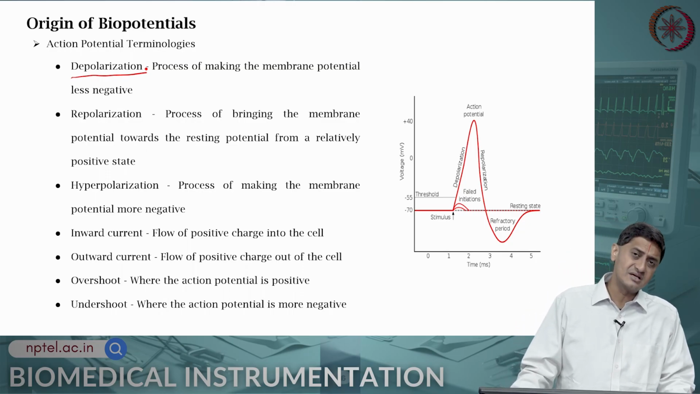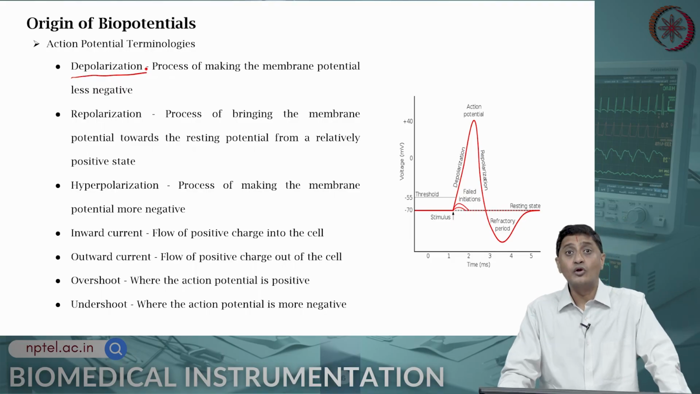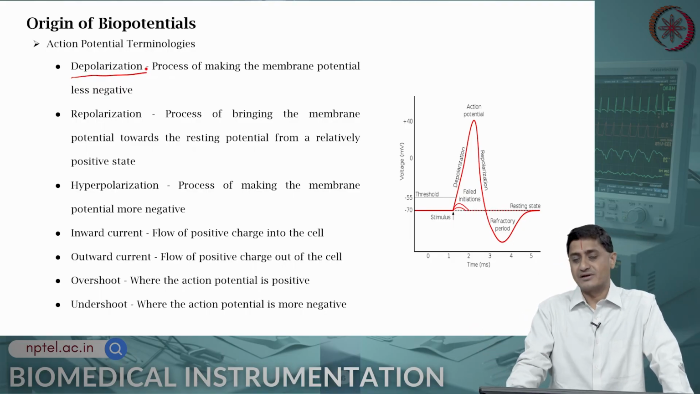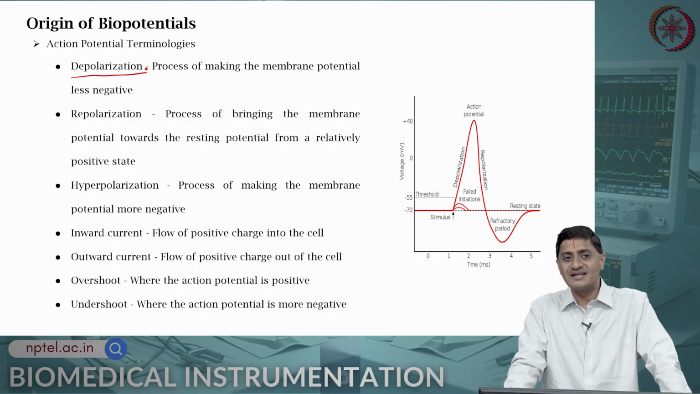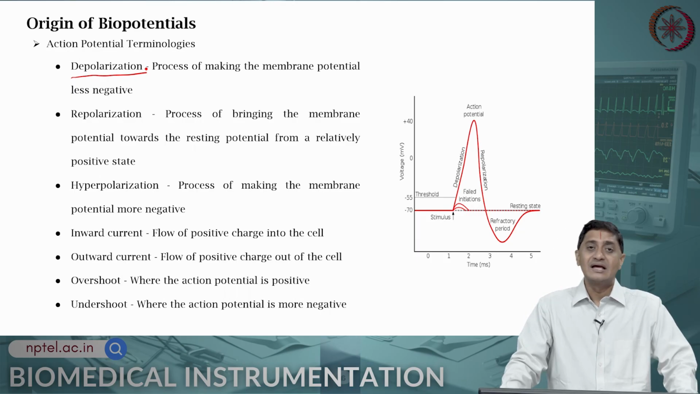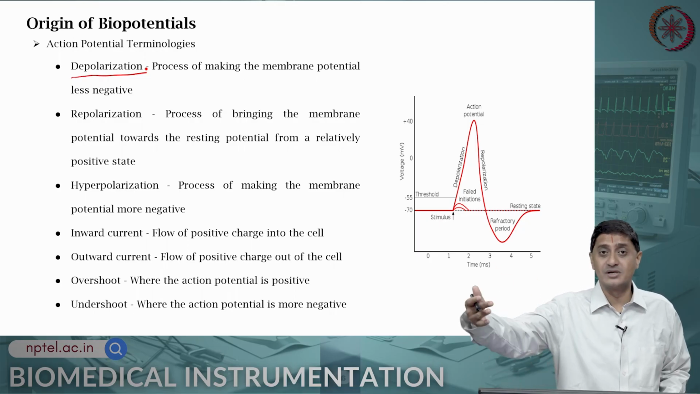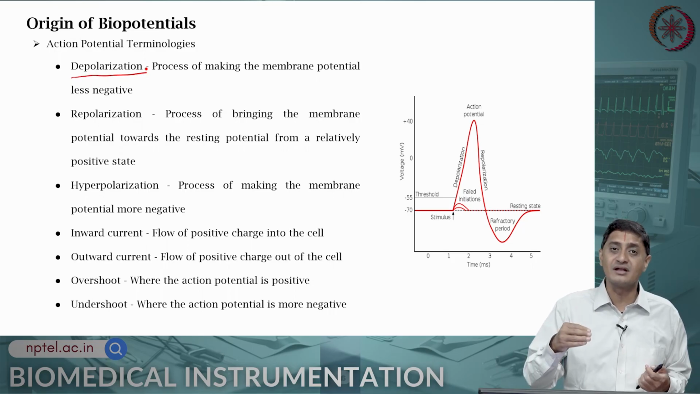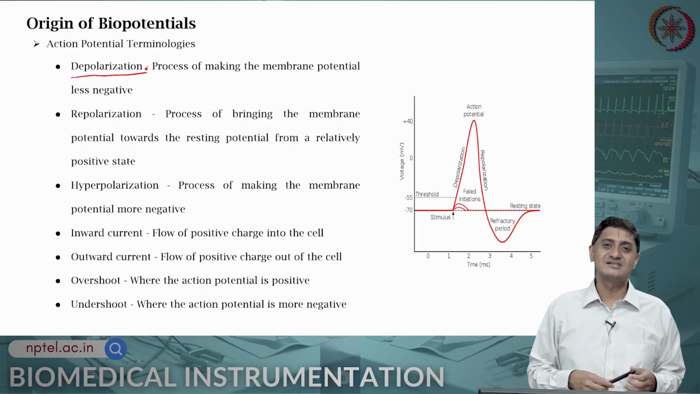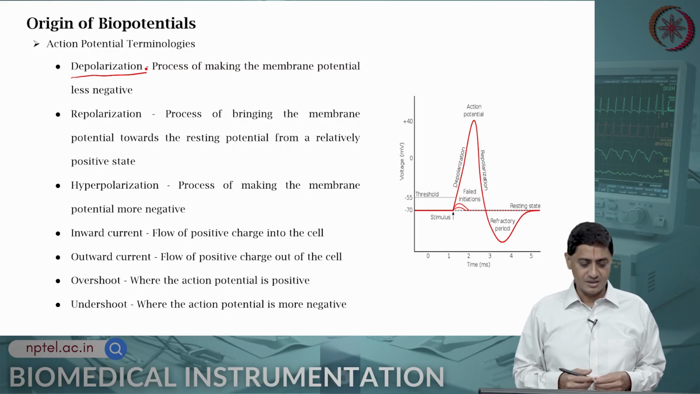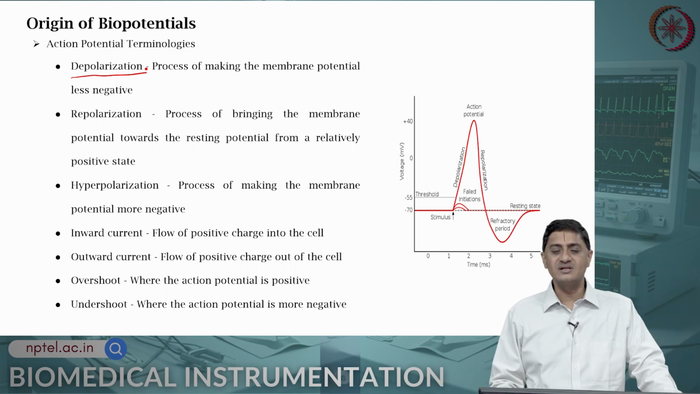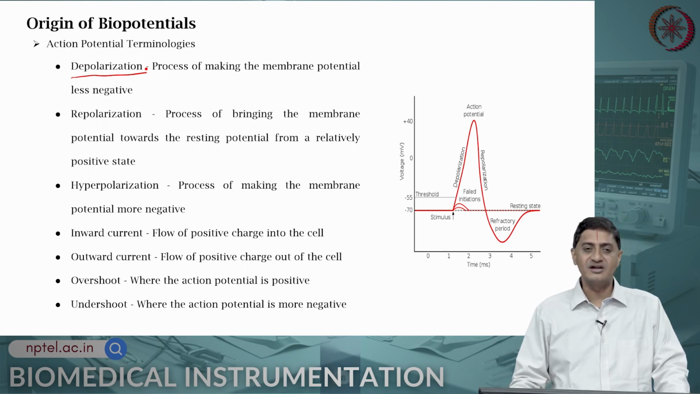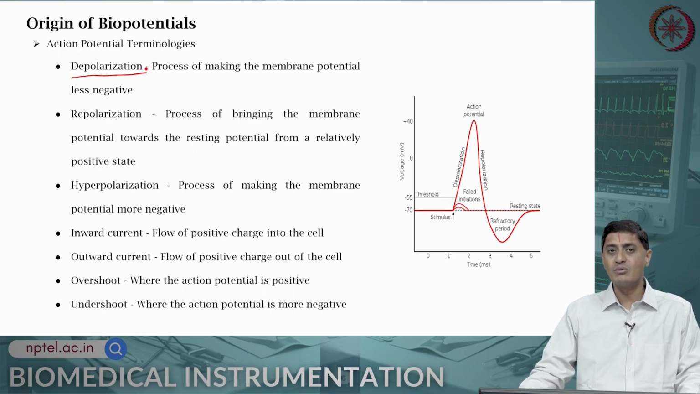Use the same logic: what would be the current if chloride is flowing inside? Chloride is a negative ion, an anion. If it is flowing inside, the current is an outward current, because for every chloride ion that enters inside, it is as good as one positive ion leaving the cell. That is essentially an outward current. Overshoot is the situation in which the action potential is positive. Undershoot is a situation in which the action potential is more negative.